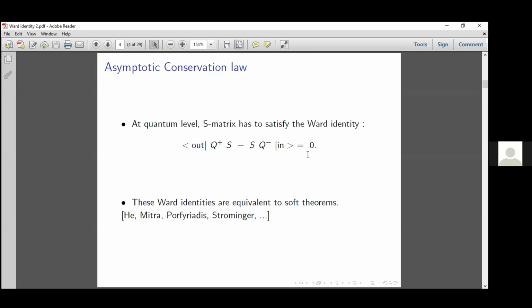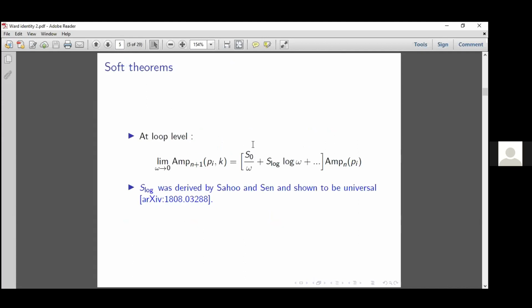Now at the quantum level, the S matrix has to satisfy a Ward identity of this form. Q plus is the future charge and Q minus is the past charge that we described earlier. And it has been demonstrated that these Ward identities are equivalent to soft theorems. The asymptotic conservation laws in the classical theory are equivalent to the quantum soft theorems. And this was first proved by He, Mitra, Porfyriadis, Strominger in a particular case, and it has later been extended to many other cases. Now in the soft limit, the scattering amplitude takes the following form. The leading order term goes like 1 over the soft energy. This is universal, and this is what is called the leading soft photon theorem.